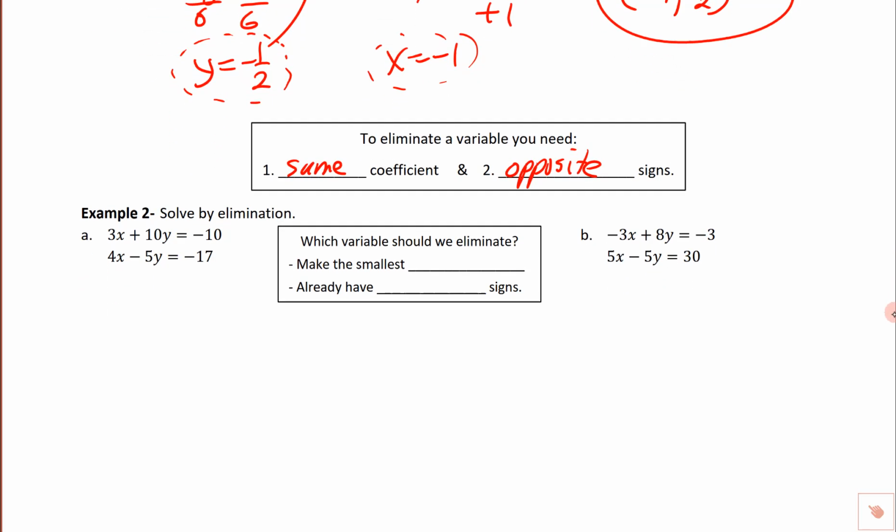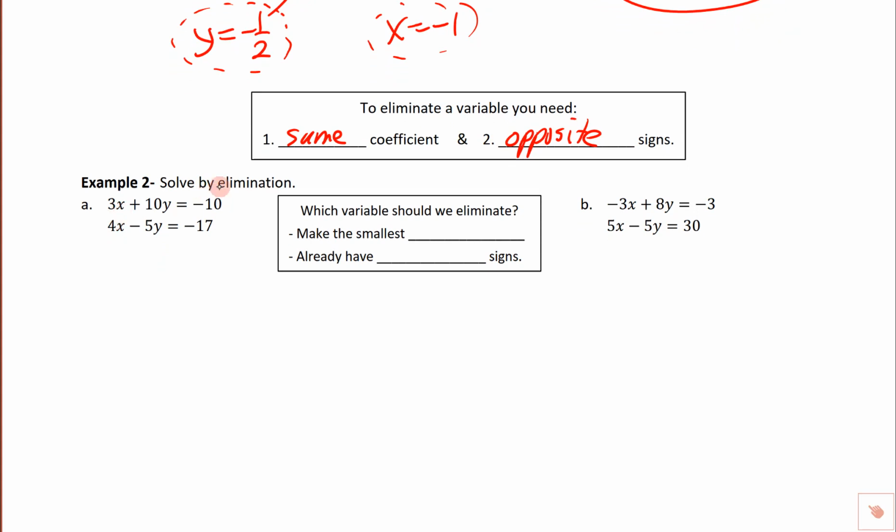So let's take a look at example 2a. And the instructions for all of these are solve by elimination. So we want to eliminate either the x or we want to eliminate the y. It doesn't really make any difference, but that's the question, is which variable should we eliminate? Okay, we usually want to have the smallest numbers. So whatever is going to keep it with the smallest numbers, and any variables that already have opposite signs. That's going to be an advantage for us. So we want to keep the numbers fairly small, and we want to take advantage of the fact if they already have opposite signs, let's go ahead and use that.